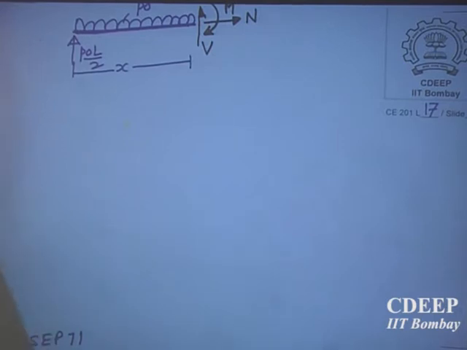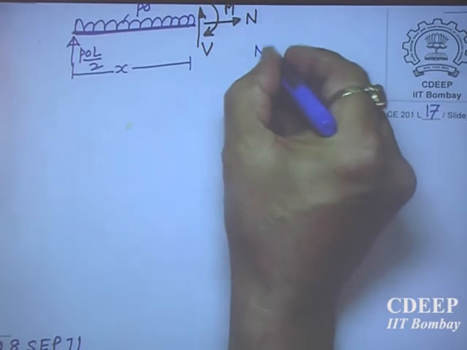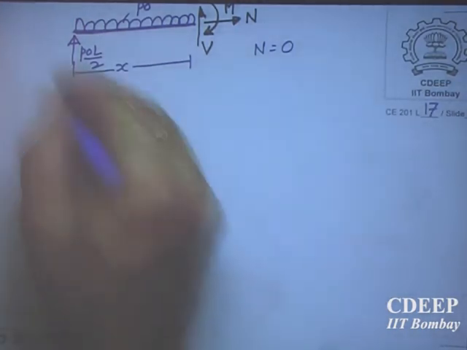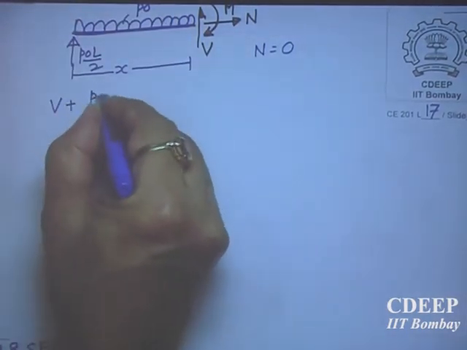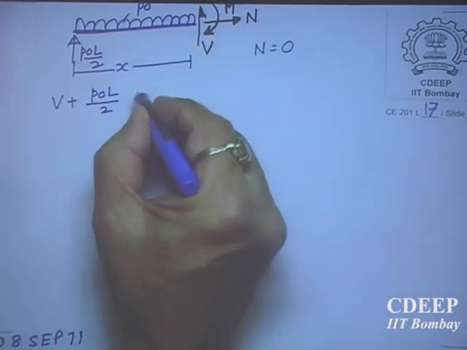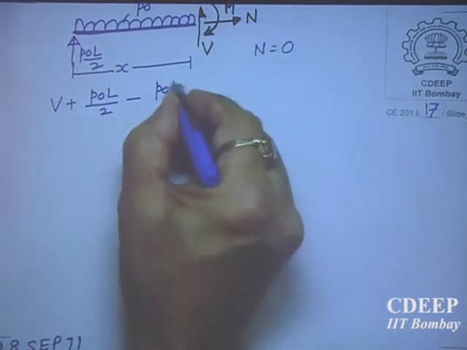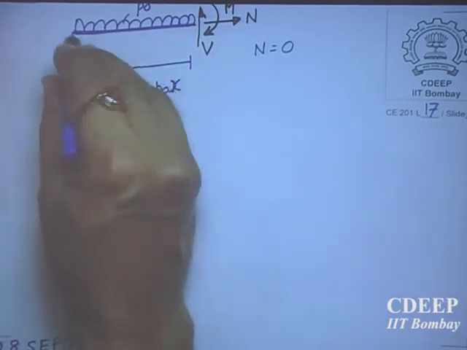So this will give us n equal to 0 directly. Vertical V will be equal to V plus P naught L by 2 minus P naught x. But P naught into x, this distance is x.